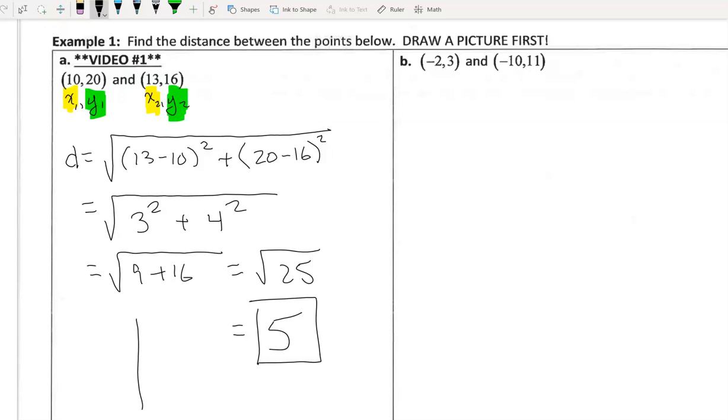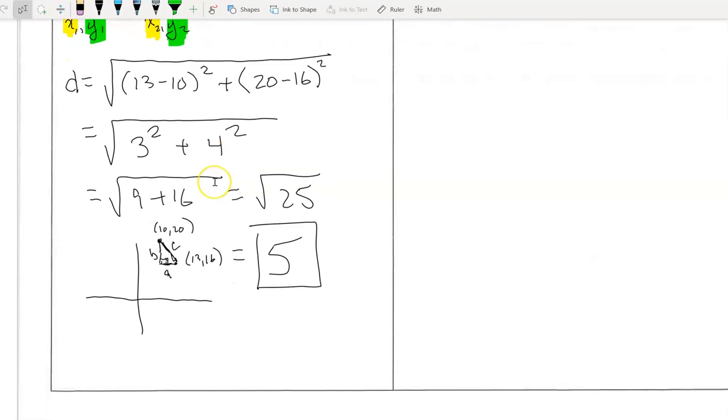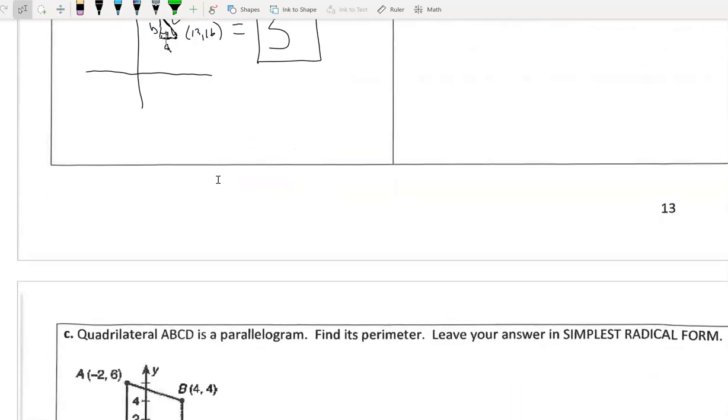So graphically, I'm just going to make a very quick sketch. 10, 20 might be about here, and 13, 16 might be somewhere over here. Again, I'm just making a very quick sketch, and then the distance between these two is 5. And you can see that little right triangle that I used to find that. Here's my A, here's my B, and then I just used the Pythagorean theorem to find my C. Alright, so you can go ahead and try part B on your own. If you want to check your answer, just check in with me in class.